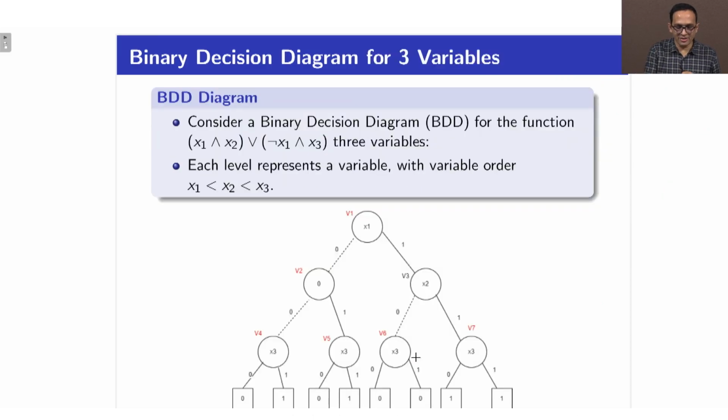Let us take this function. Let us say I have the function x1 and x2, not of x1 and x3. If we construct the BDD, you will get this. So, this is x2.